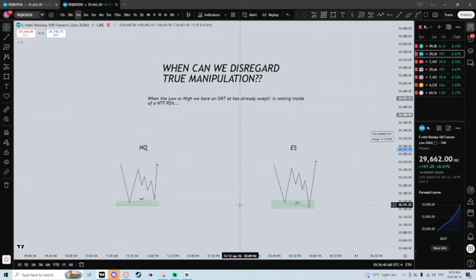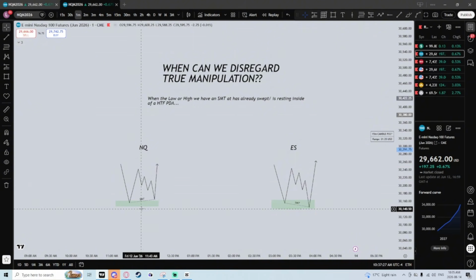Then we get distribution. Some may call this not true manipulation because we didn't sweep the low. We look over on ES, it did absolutely everything that NQ did, but it swept the 4 hour intermediate low to then get distribution. Though this is not true manipulation, the low that we have an SMT with, or that we didn't manipulate on the one asset, is already resting inside. We've already delivered from this high time frame bullish PDA, so we do not need to go back down to this level. One asset can do the damage for us and then we can both distribute off of it.